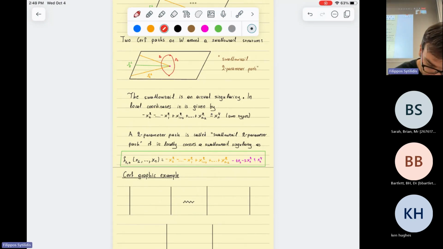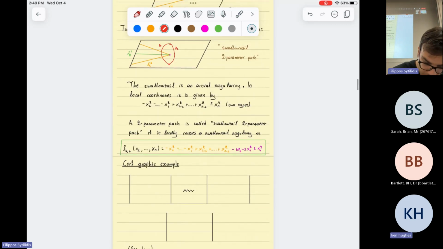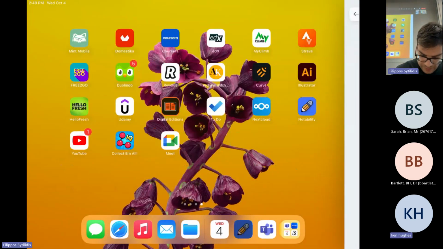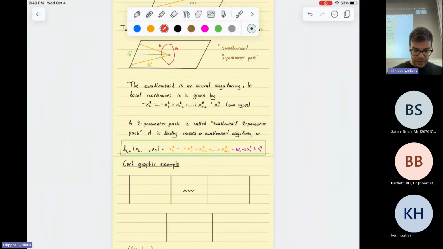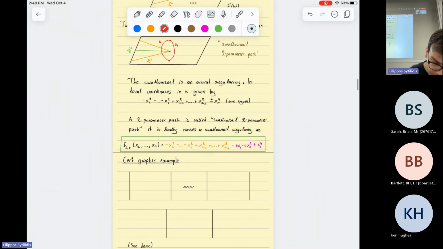So I wrote some other things which I want to skip for a second, and I want to show you the Cerf graphics. Okay, so let's suppose that I start here with a single critical point.